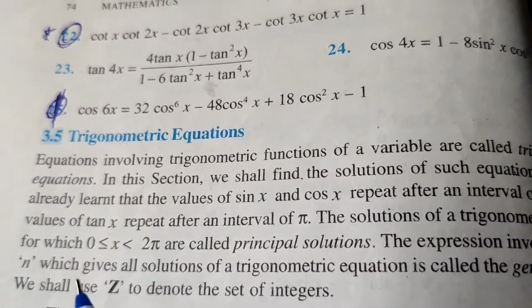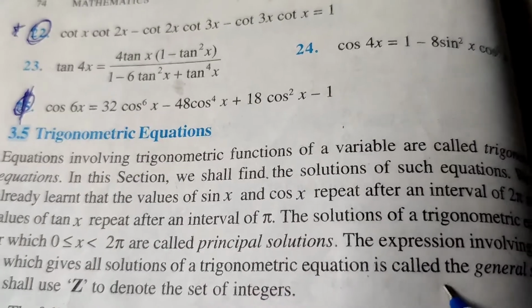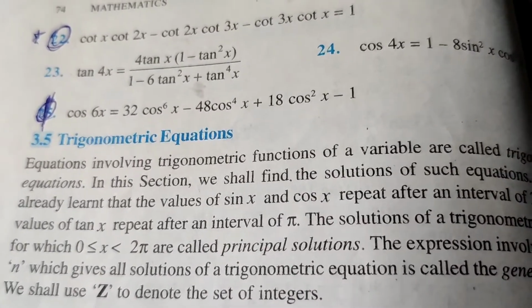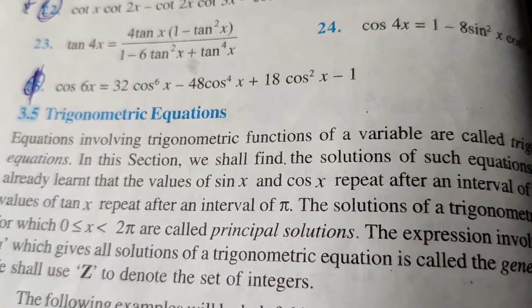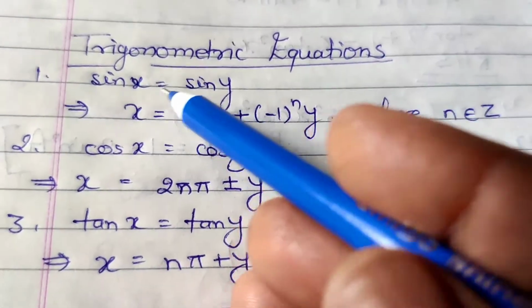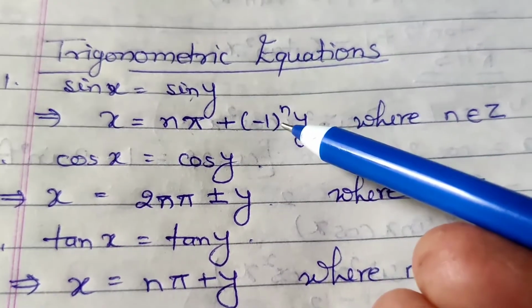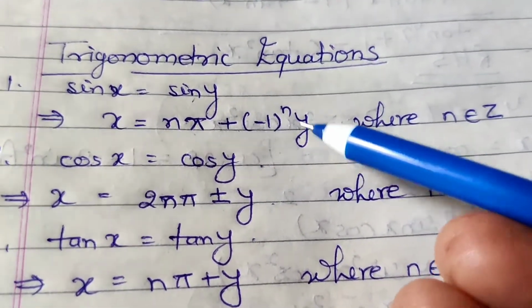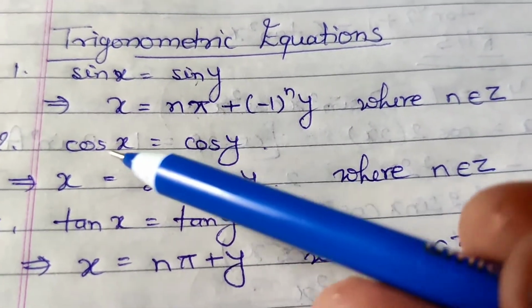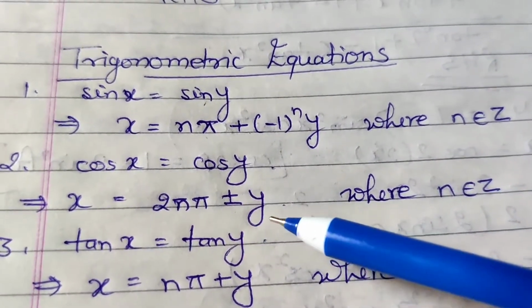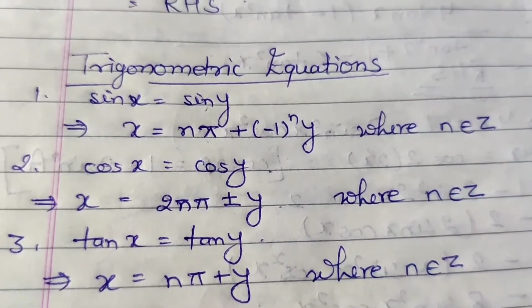And the expression involving n, where n belongs to integers, gives all solutions of the trigonometric equation. This is known as the general solution of the equation. For sine, cos and tan, the equations are in this form. If sin x equals sin y, then the general solution is x equals n pi plus minus 1 raised to power n into y. If cos x equals cos y, then x equals 2n pi plus minus y. And if tan x equals tan y, then x equals n pi plus y.